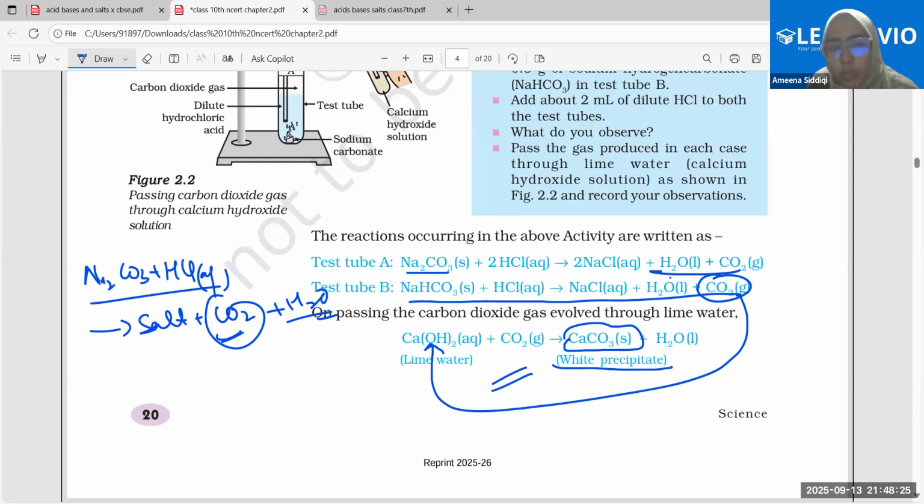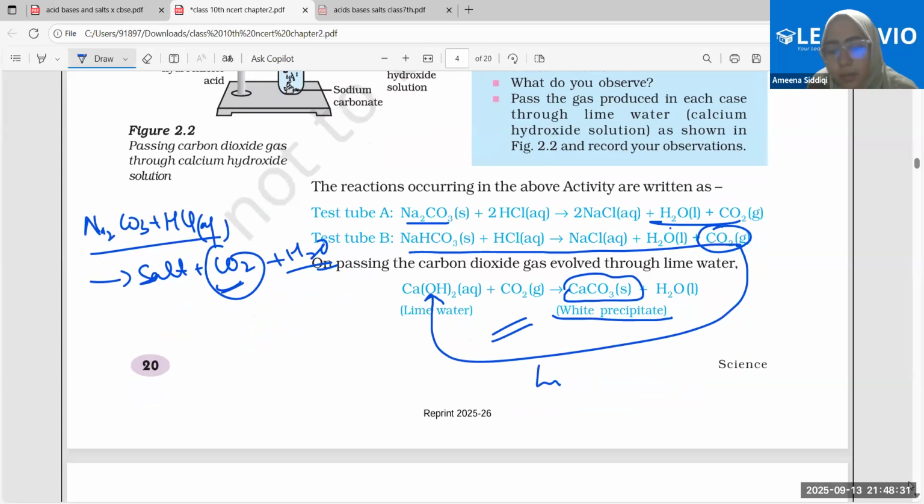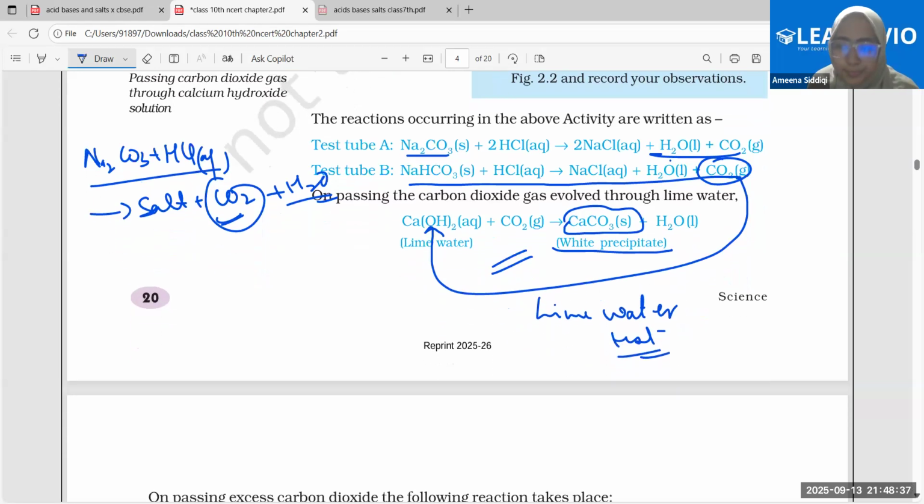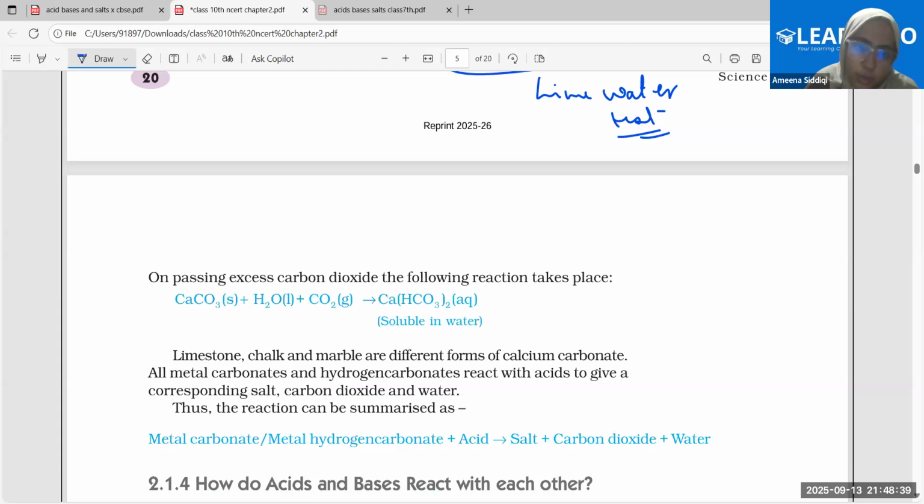Now, this is very important. What is the name of this test? Lime water test. That is the test for carbon dioxide. See, the test for carbon dioxide is the lime water test, whereas the test for the hydrogen gas is the pop sound test, right?